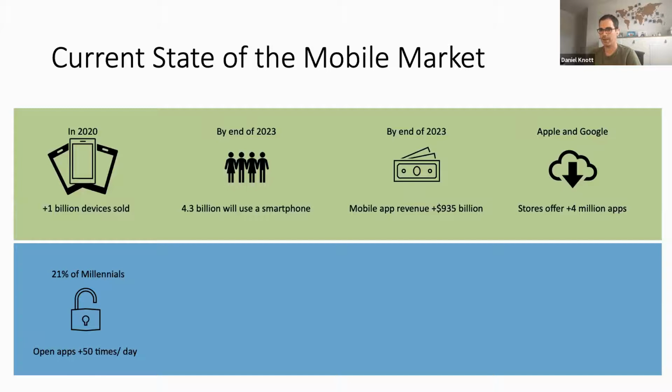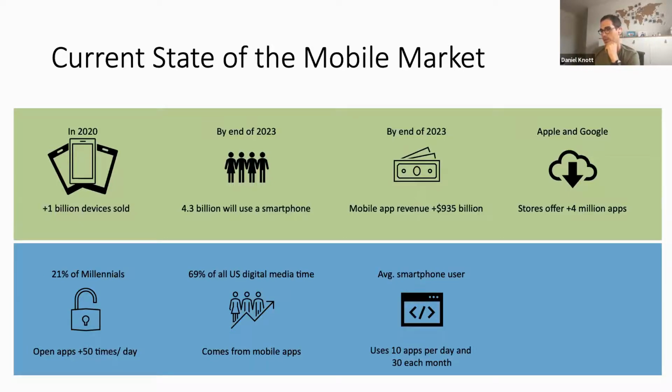Another interesting number that I found is that 21% of millennials open their apps more than 50 times per day. So it's quite often, actually. And also that almost 70% of all US digital media time comes from mobile apps. That's quite impressive. So that's really heavily used by users, especially in the US. And this is an interesting number to see, and also to see when the apps are used the most, maybe in the morning, at lunchtime, in the afternoon or the evening, when people are in front of a TV. An average smartphone user uses 10 apps per day and 30 each month.